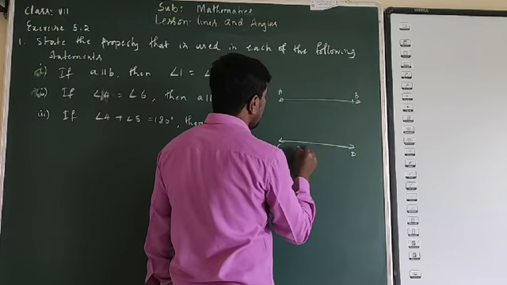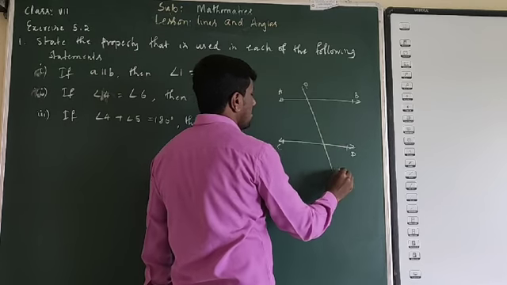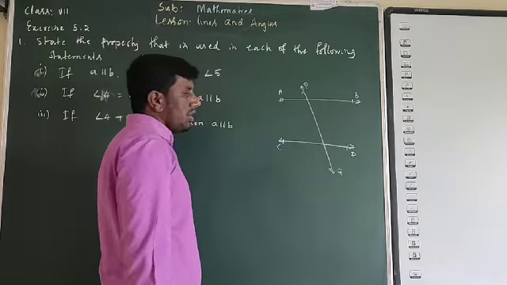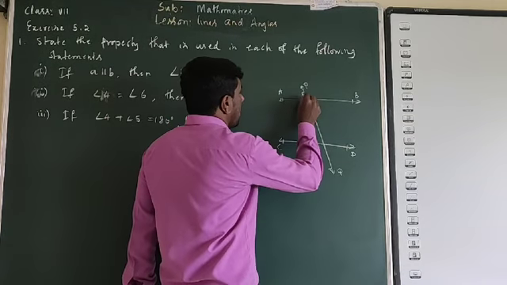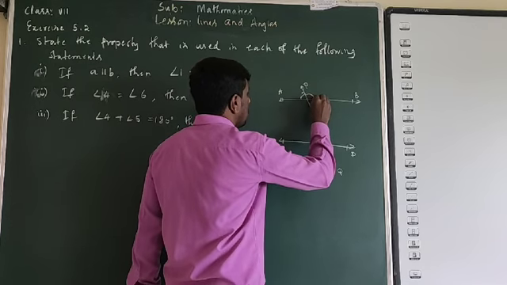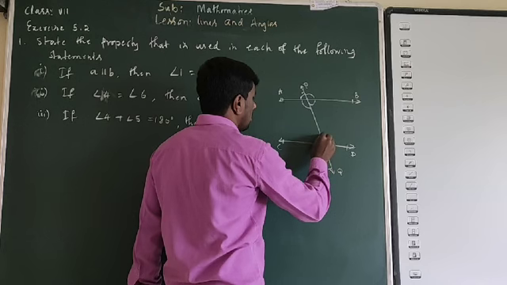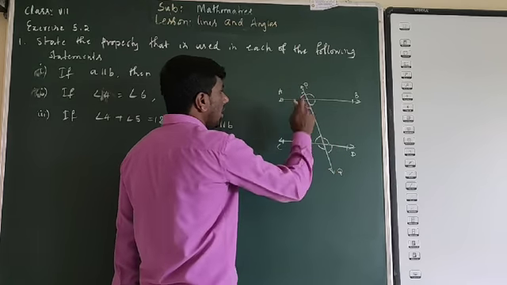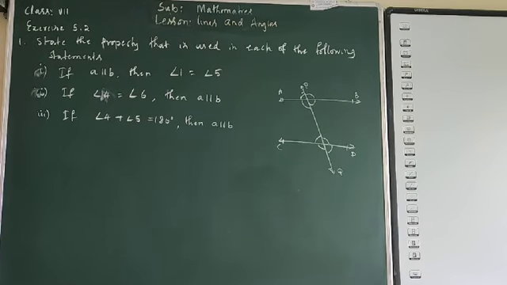Suppose I take AB as one line, CD as another line, and then I have a transversal line, let me take it as transversal line BPQ. So what are the different types of angles? How many angles will be created? Totally, 1, 2, 3, 4, 5, 6, 7, 8. So there will be 8 angles.